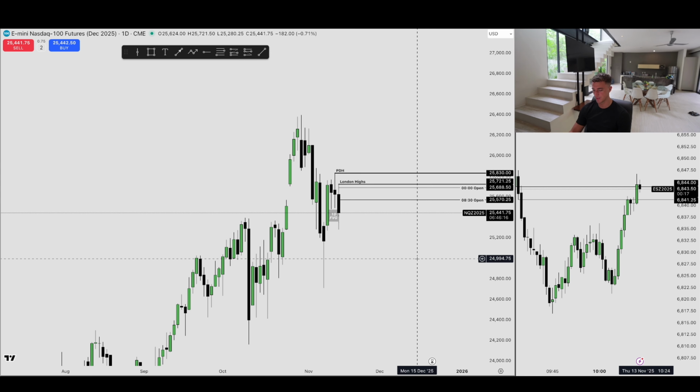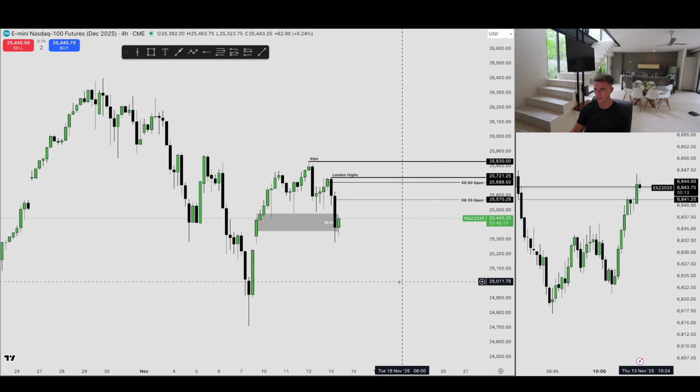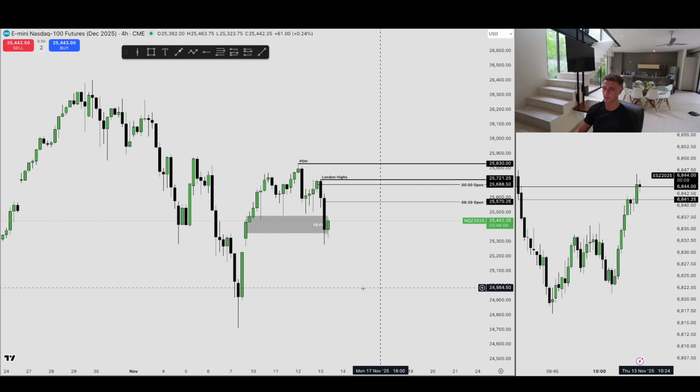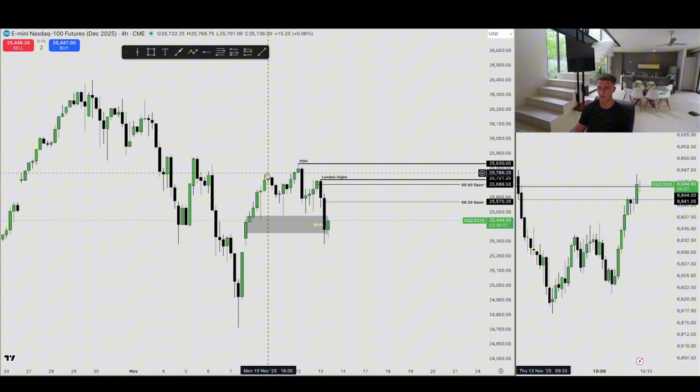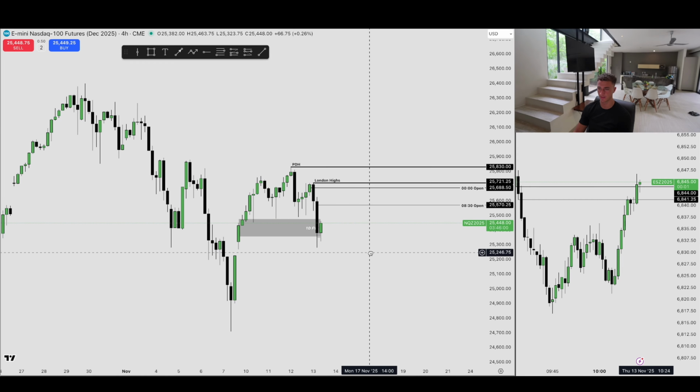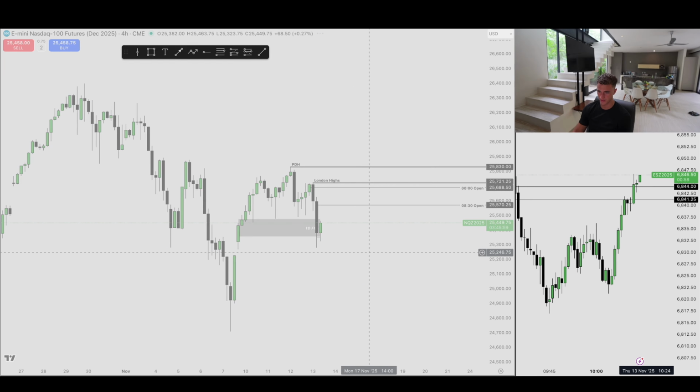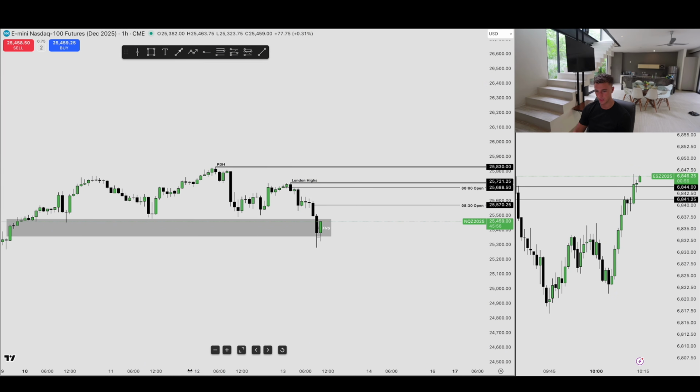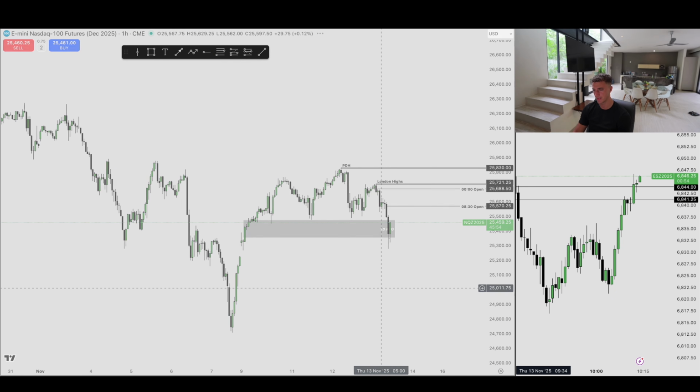So I jumped down into the 4-hour time frame and we can see that it does look quite bearish. We came up, we swept buy side, displaced, had a fair value gap, and have now obviously played this out towards the downside. So the 4-hour looked pretty bearish, so did the 1 hour, and jumping into the 15-minute time frame, this is where it gets interesting.